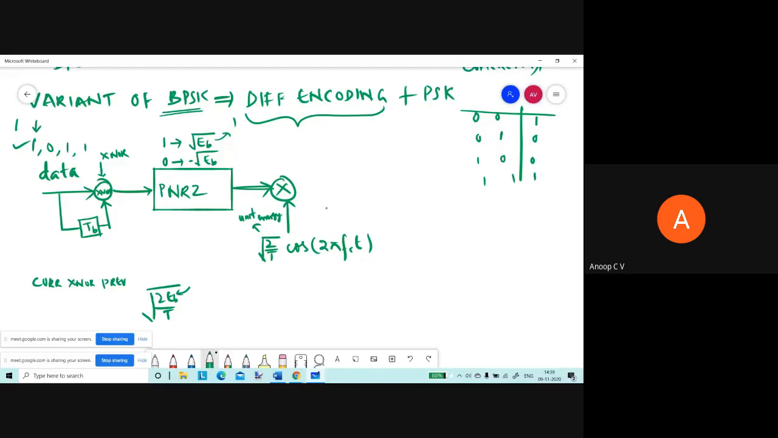So we are multiplying this plus root EB or minus root EB with root 2 by T cos 2 pi fct, so that the resultant signal will be plus or minus root 2 EB by TB cos 2 pi fct. This will be the modulated signal, right? The modulated signal will be plus or minus root 2 EB by TB cos 2 pi fct.